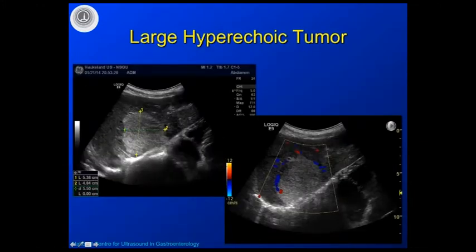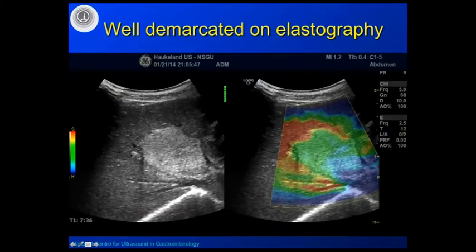This is another example, a large hyperechoic tumor with no Doppler signals inside, but just in the periphery. It is also well demarcated on elastography, as you can see here, but not very hard indeed. It's in between red and bluish in hardness.